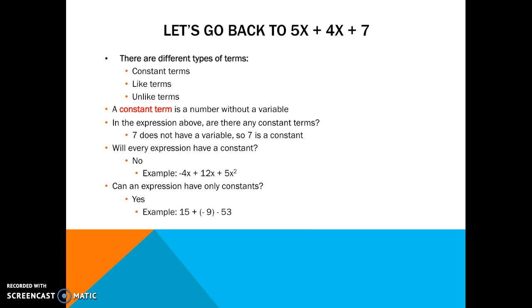I say yes, that's what we've been doing all throughout chapter 1, right? We were just solving expressions by adding and subtracting integers. So this would be an example of just constants, right? I don't see any variables, I just see numbers. So 15, negative 9, and 53 would all be constants.